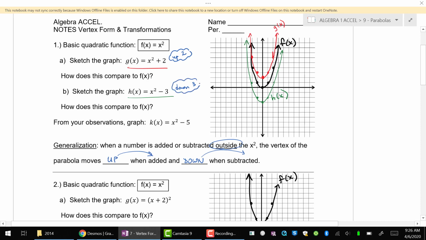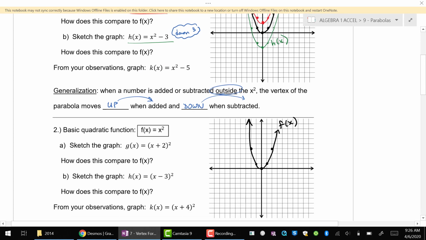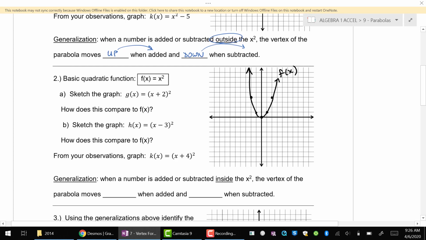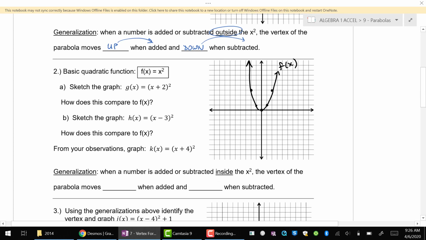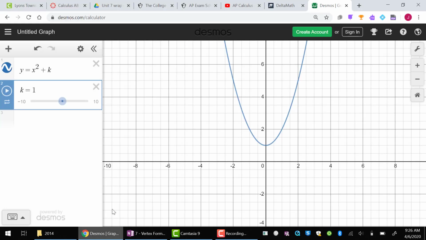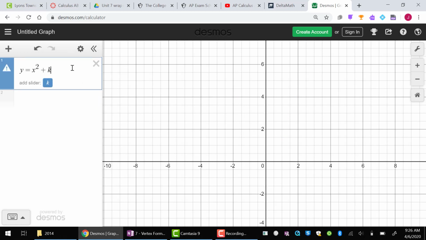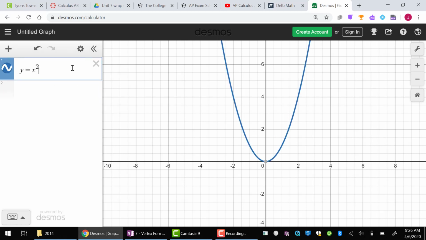quadratic or parabola points. Now, there's another kind of transformation, and that's actually a horizontal shift. Let's take a look at our x squared function once again. And I'm going to type something in a little bit differently when I go here to Desmos. So I'll clear away these values. Let's go back to looking at just the generic parent function, y equals x squared.